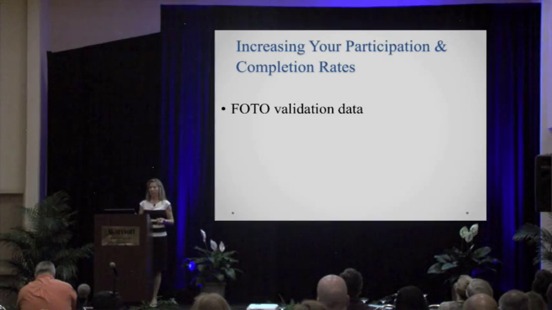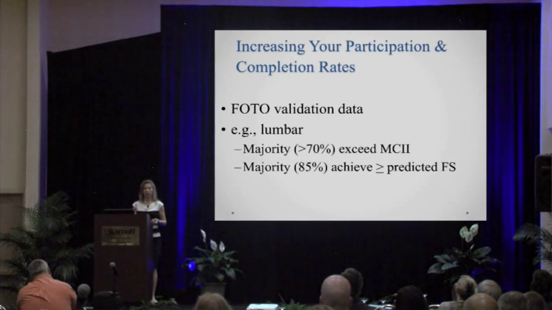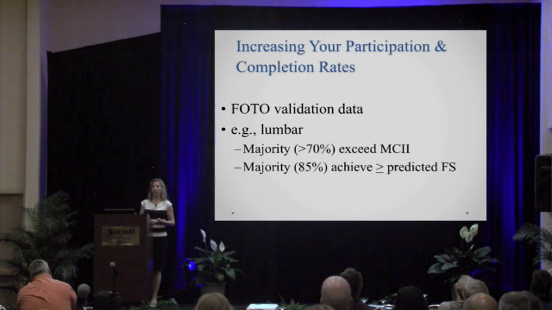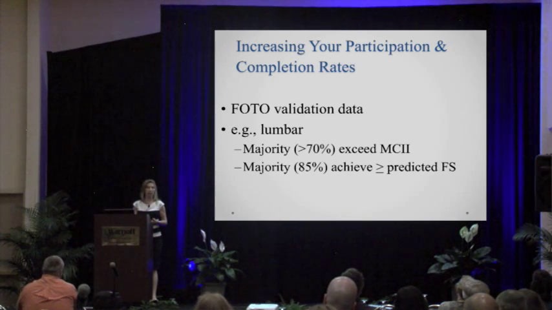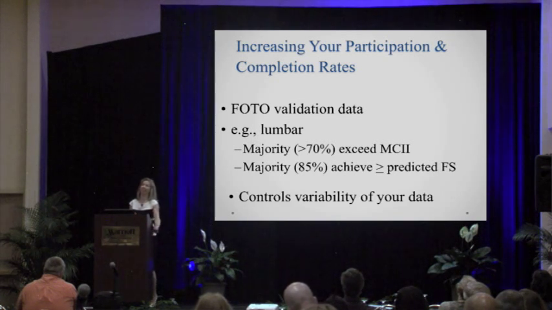What's going to happen to our outcomes when we have more patients? But Mark pulled this data for us, and he was able to point out, we always like these data-driven statements. The data shows that the odds are overwhelmingly in our favor when we increase our rates. So for example, when the lumbar data has been examined, more than 70% of patients with lumbar data that they looked at exceeded the MCII values, and the majority achieved the predicted FS. So the odds are in your favor, and I can tell you that when we increased our participation completion rates, our outcomes did not go down. So that was nice.